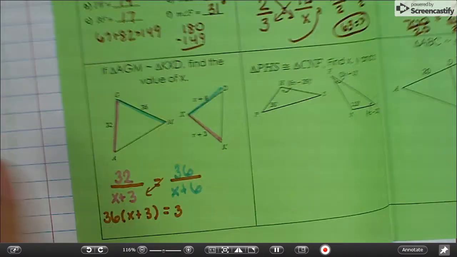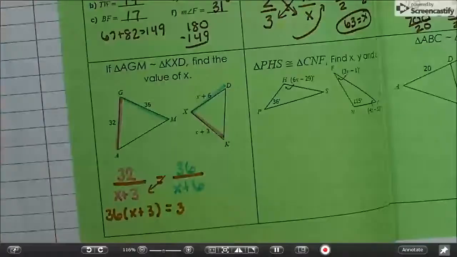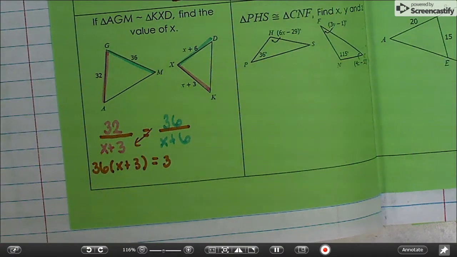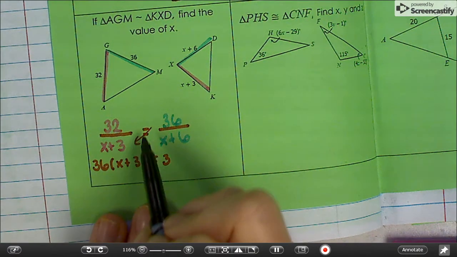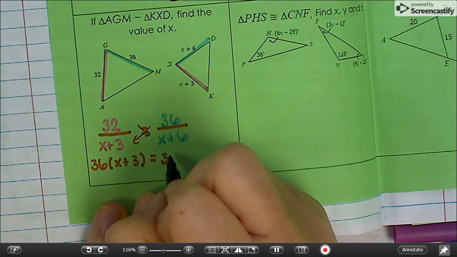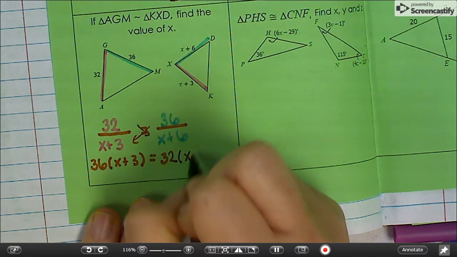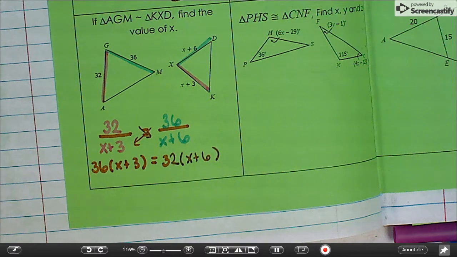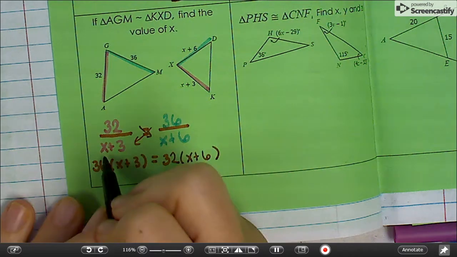All right, we had just set up the proportion for this problem. And I was reminding everybody that when you cross multiply and there's an expression in one of the parts, you need to make sure that you put it in parentheses so you don't forget to distribute. Okay, now we're going to distribute.